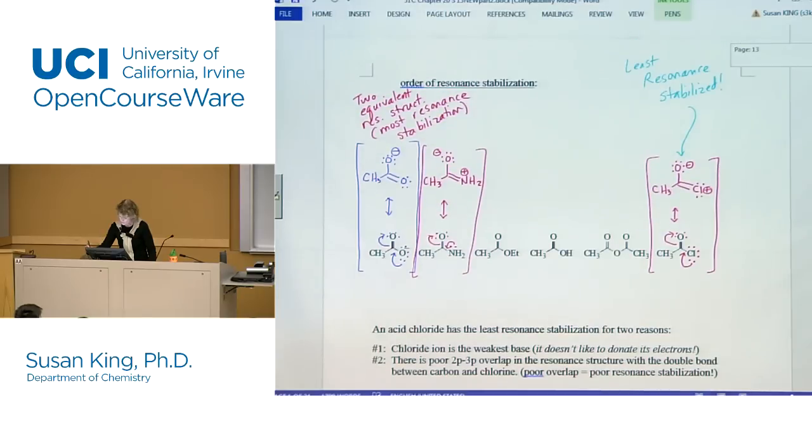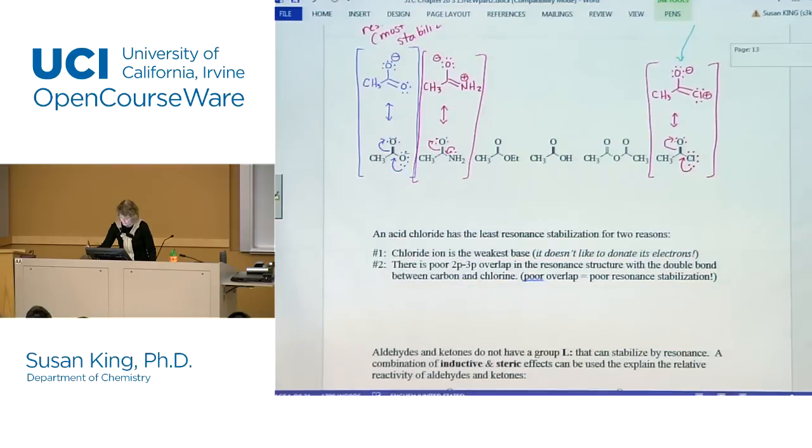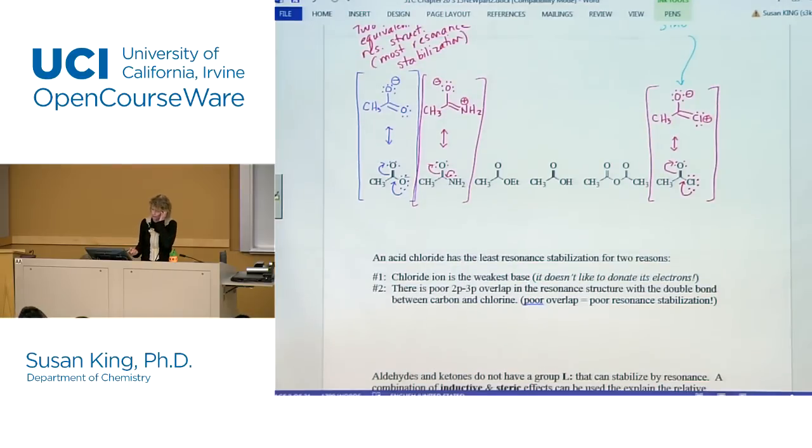So we can look at basicity to explain that, and we also can look at another factor that might not be obvious. We know that chloride ion is the weakest base, but there's also something else in play here, and that's that there's poor 2p, 3p overlap. Okay, what the heck is that? So if we have an amide, we have a pi bond between a carbon and a nitrogen. Those are both second row elements, and so that would be 2p overlap. So like a carbon-nitrogen bond would be 2p overlap, or carbon-oxygen would be 2p.